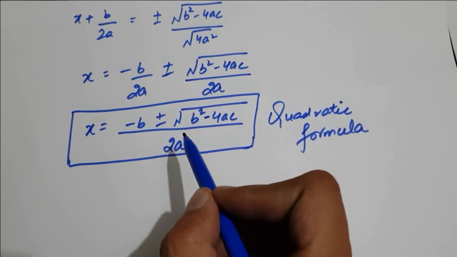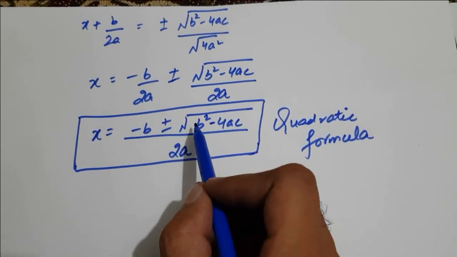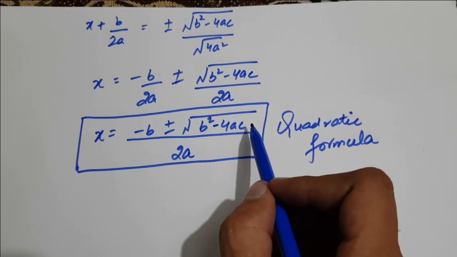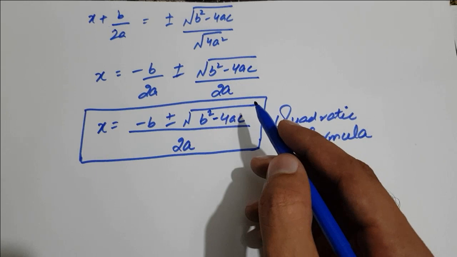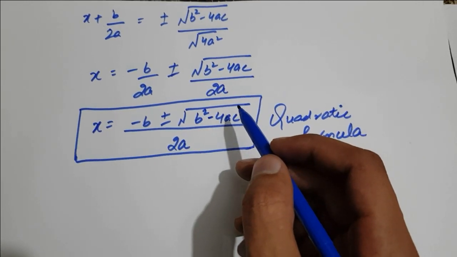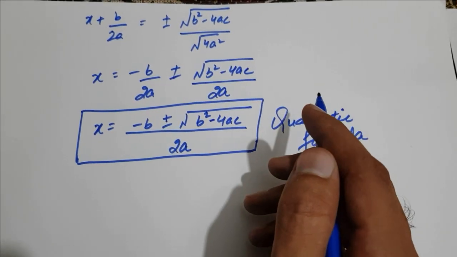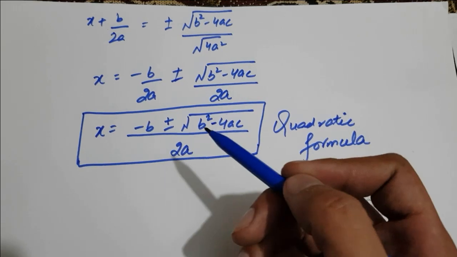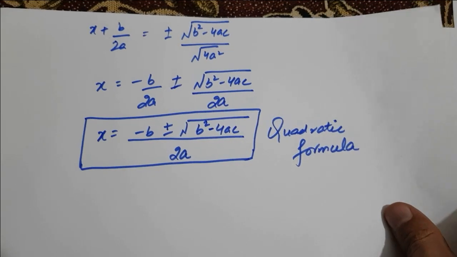Here we come to know that a is the coefficient of x squared, b is the coefficient of x, and c is the constant. So while solving a quadratic equation, you just have to locate a, b and c, simply put these values in the quadratic formula, and you can find the value of x. Now I am going to solve an example using the quadratic formula so that we can understand this formula in a better way.